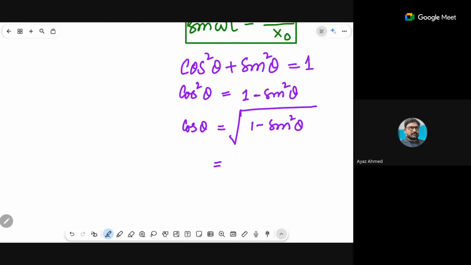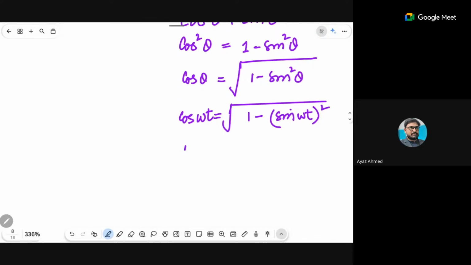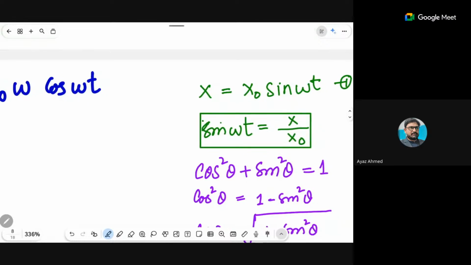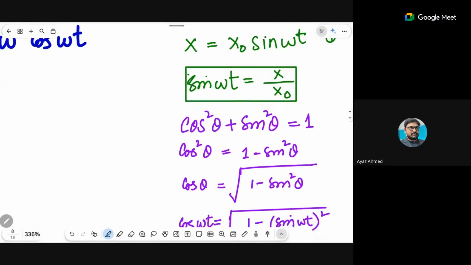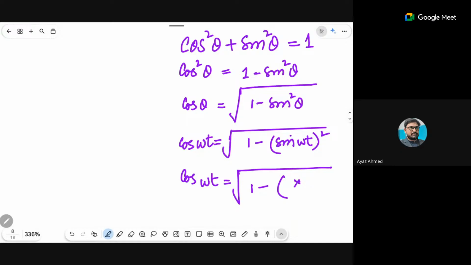So ये क्या हो जाएगा? If I write cos omega t instead of cos theta, then this equation will be rearranged as under root of 1 minus sine omega t whole square. Now you people got the point. What was the sine omega t I have just written? X divided by x naught, na? So write it in this way, 1 minus x divided by x naught whole square.